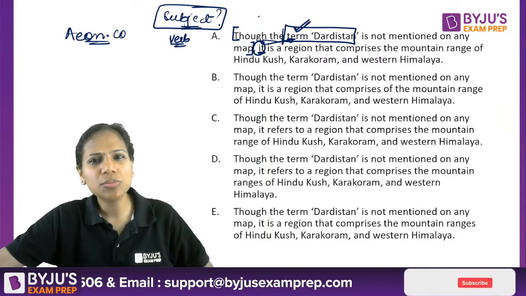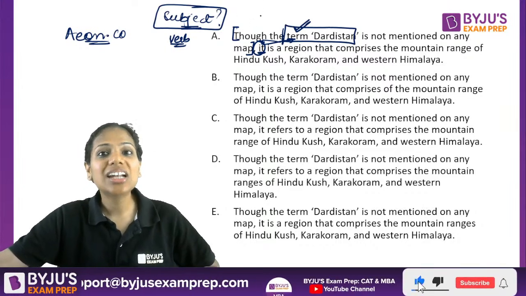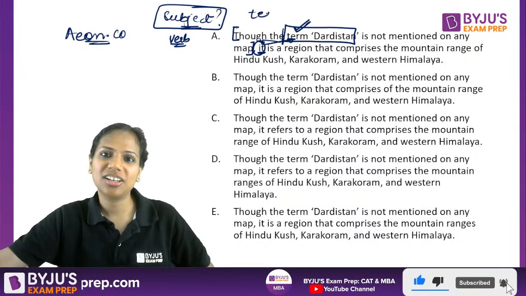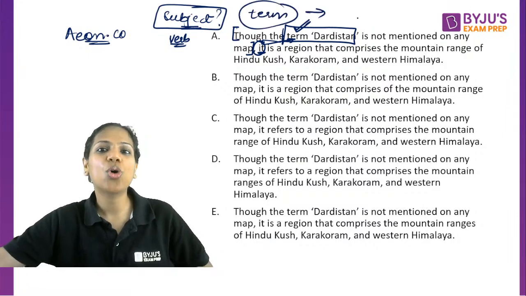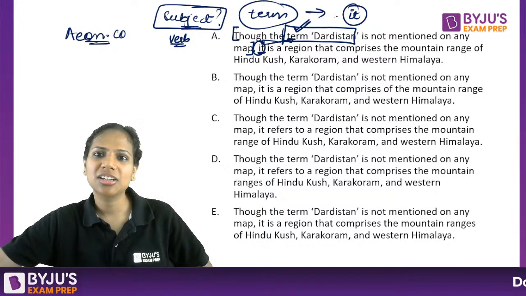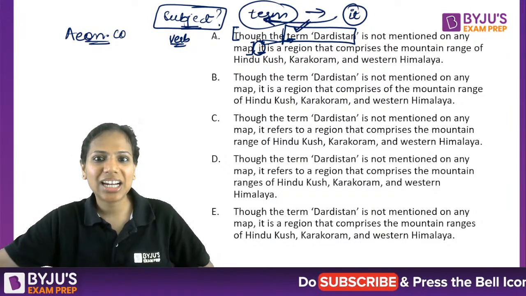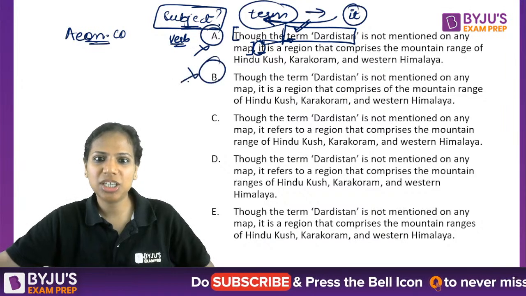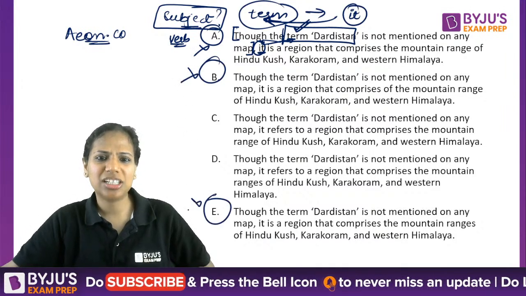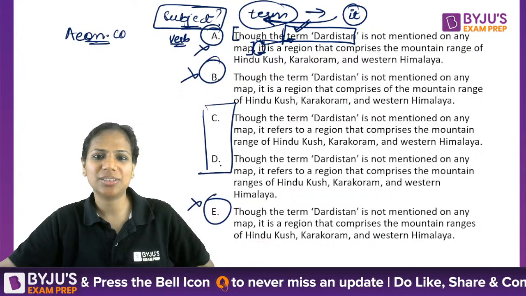But can a term be a region? That's the problem in this question. A term cannot be a region. So this it refers to term and says it is a region. That's the problem. So A eliminated, B eliminated, E eliminated very easily. We're left with C and D.